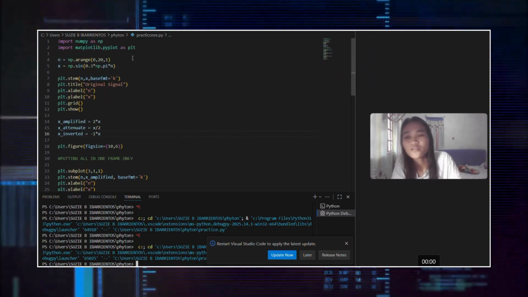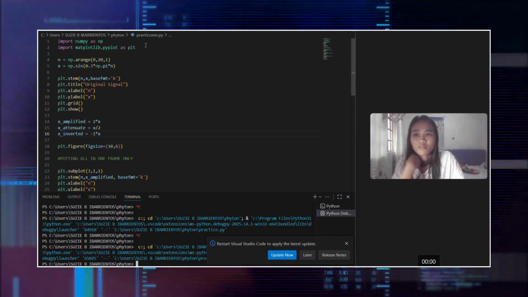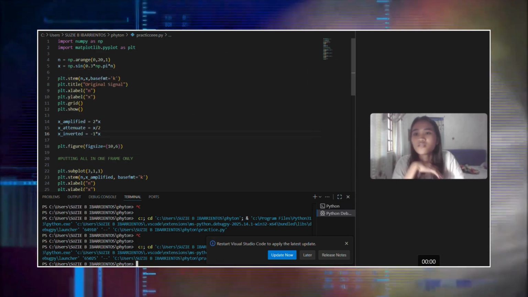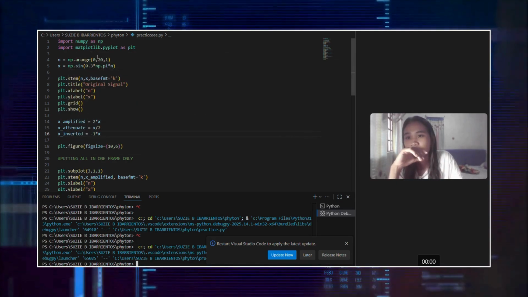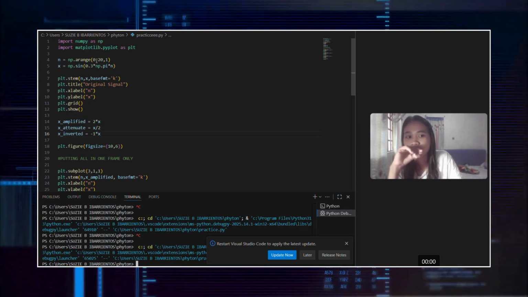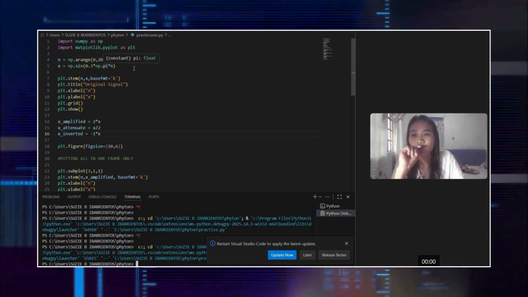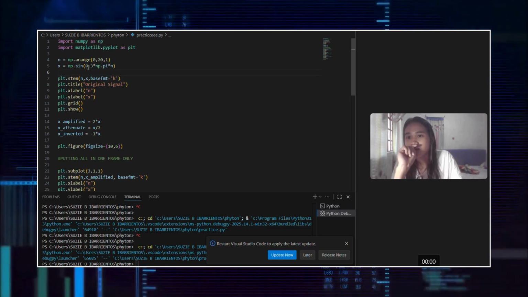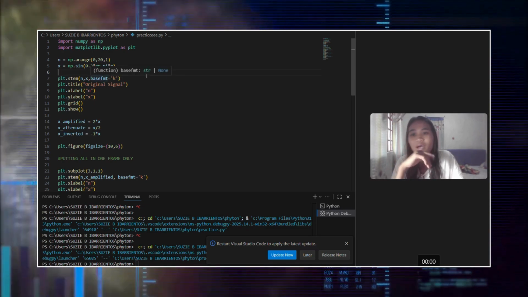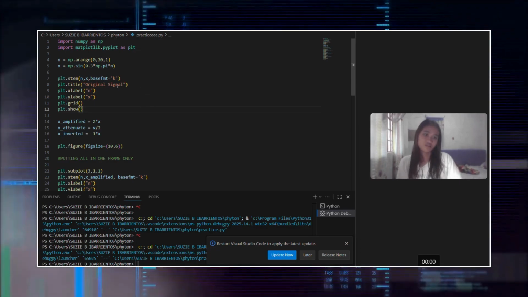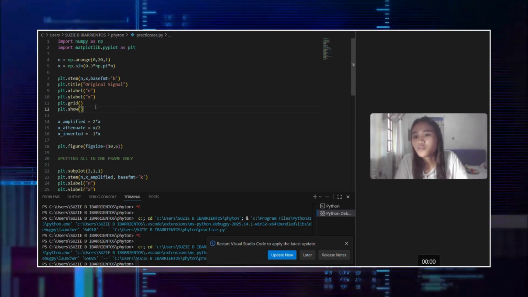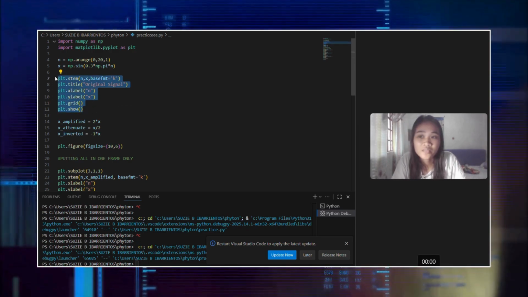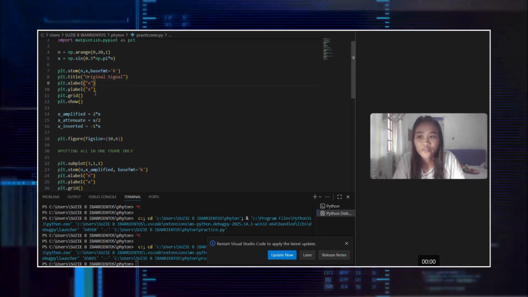As usual, I've imported numpy as np and matplotlib.pyplot as plt. I've assigned the variable n from 0 up to 19, with a unit step of 1. For x, it is sine of 0.3 times pi times n. First, the original signal will be displayed, named as original signal, of course.